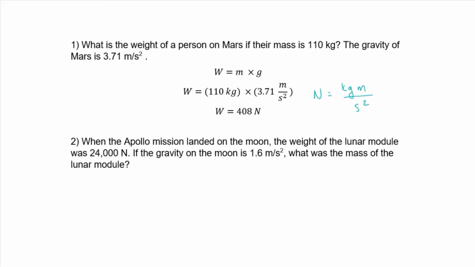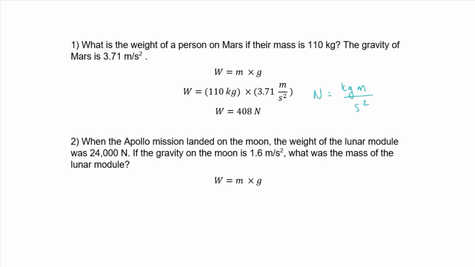Our second problem reads, when the Apollo mission landed on the moon, the weight of the lunar module was 24,000 newtons. If the gravity on the moon is 1.6 meters per second squared, what is the mass of the lunar module? In this case, we have the weight. Now we want to solve for the mass. We still are going to use the same equation for this problem. Our weight equals mass times gravity. We're just simply solving for a different variable.